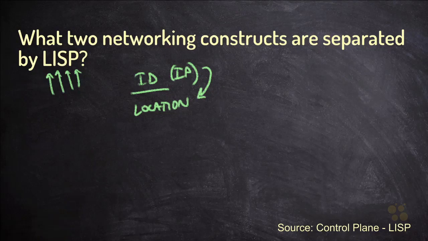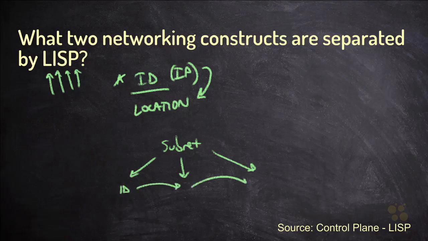Well, in Lisp, we can take a single subnet and split it up and put part of the subnet here and part of the subnet here and part of the subnet here, so that your identity, your IP address, now is no longer bound to your location. This allows me to keep my IP address, my ID, as I move from location to location. Lisp is part of the magic that makes software-defined access fabrics work.